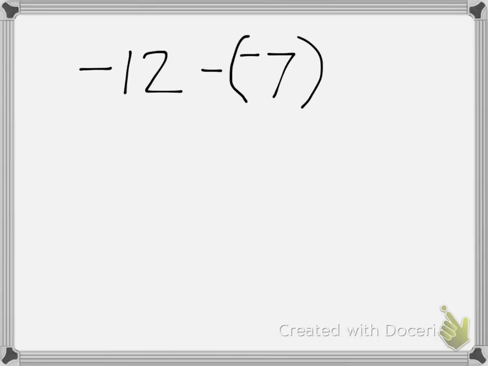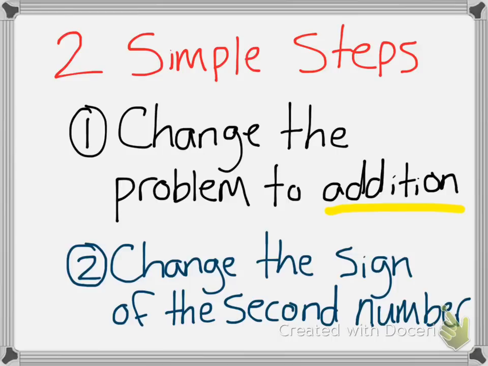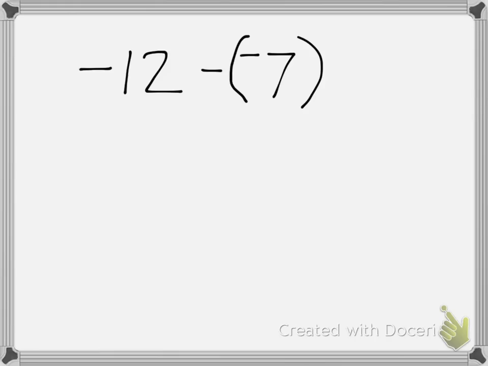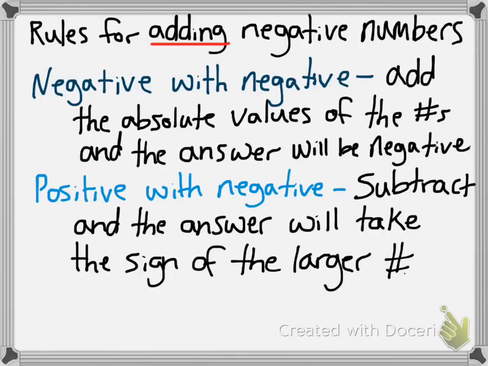Now let's look at another problem. Let's say that we had negative 12 minus negative 7. I'm going to put parentheses around this just to make it less confusing with subtracting a negative. But we go back to our rules. The two simple steps are change the problem to addition and change the sign of the second number. So I'm going to do that right now. Let's change the color. I'm going to say negative 12 plus now positive 7.